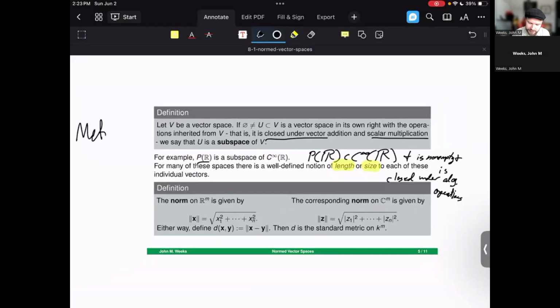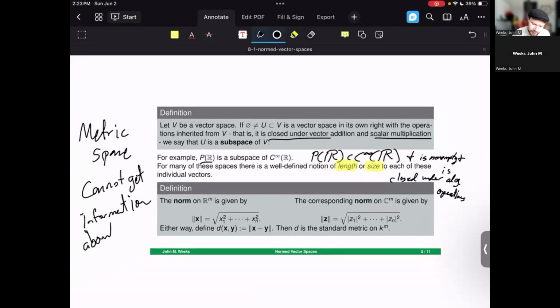In a metric space, you cannot get information about a point without referring to another point.